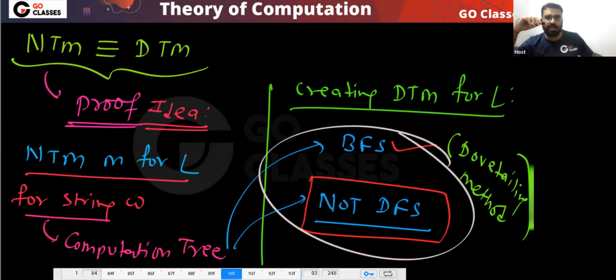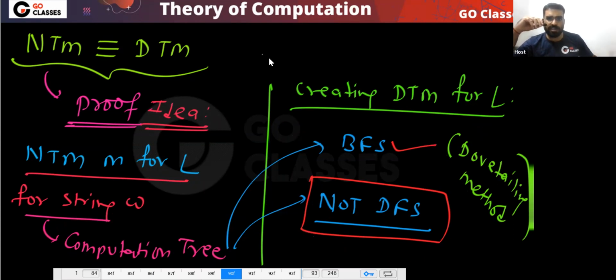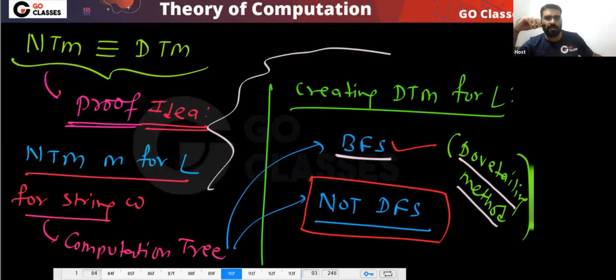You have a computation tree. Will you do BFS or DFS? You will do BFS. Basically, you will apply the dovetailing method. You cannot do DFS. Why can you not do DFS? Because some path can go into an infinite loop. Yes or no? Some path can go into an infinite loop.